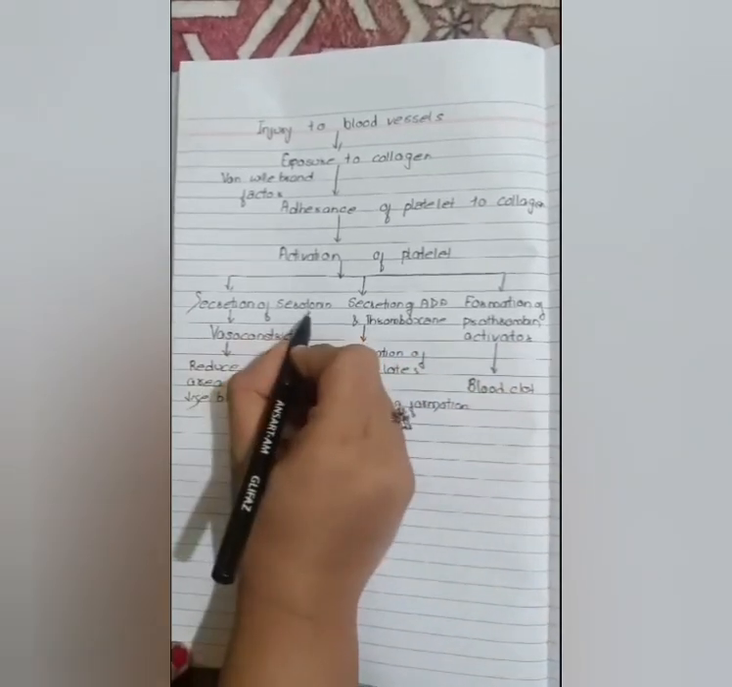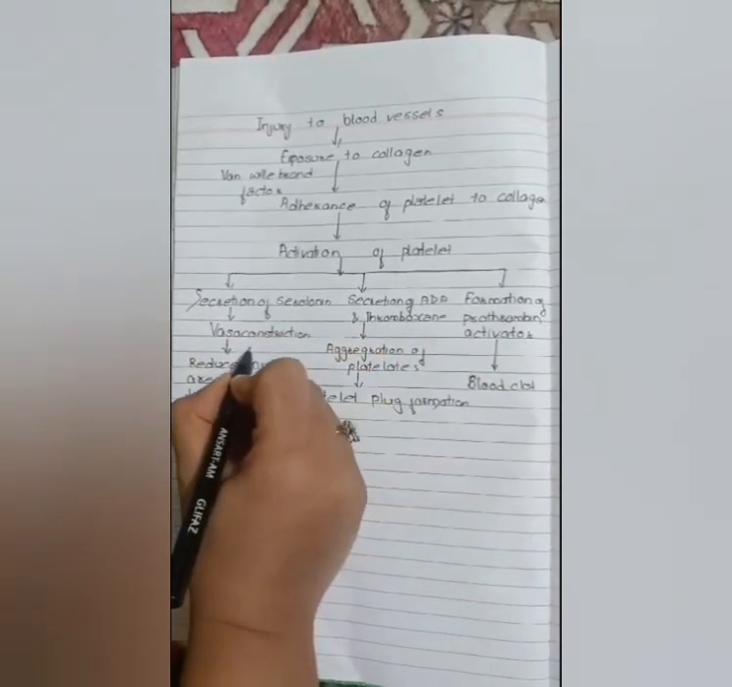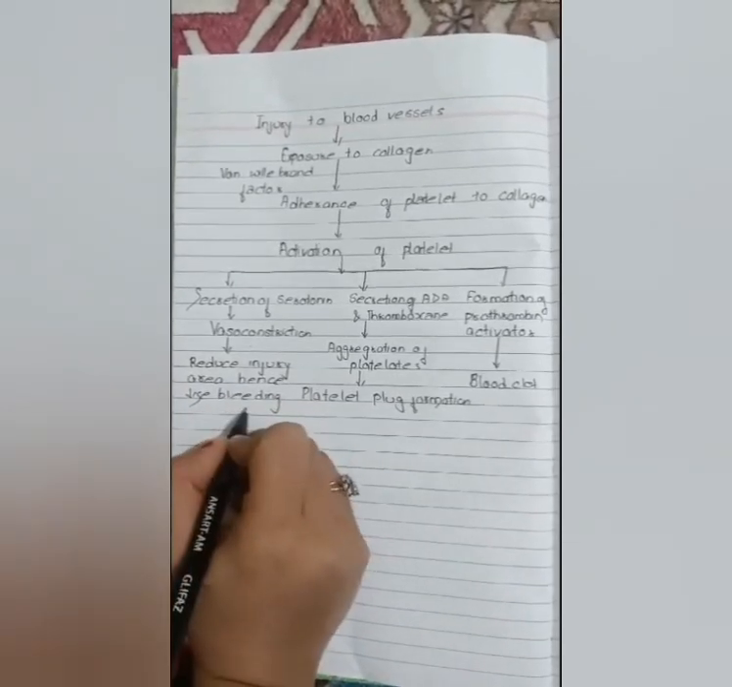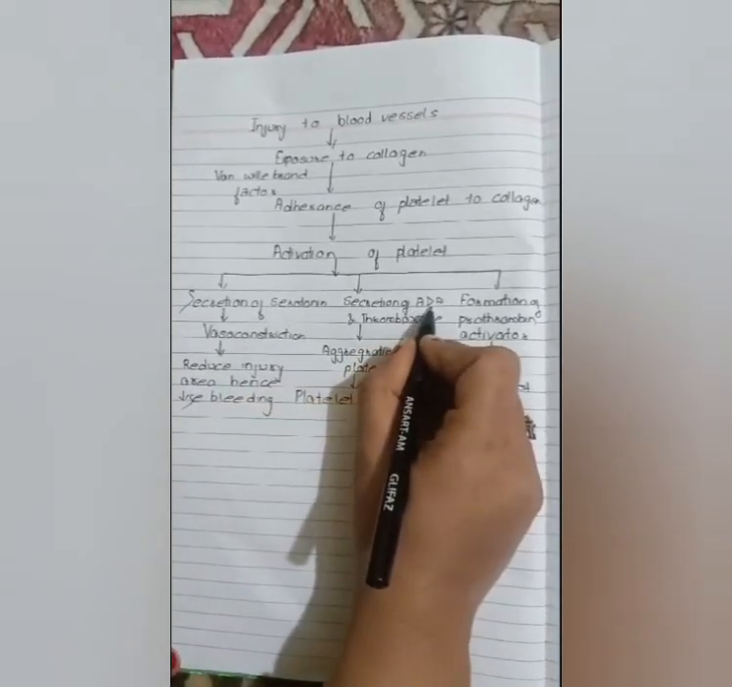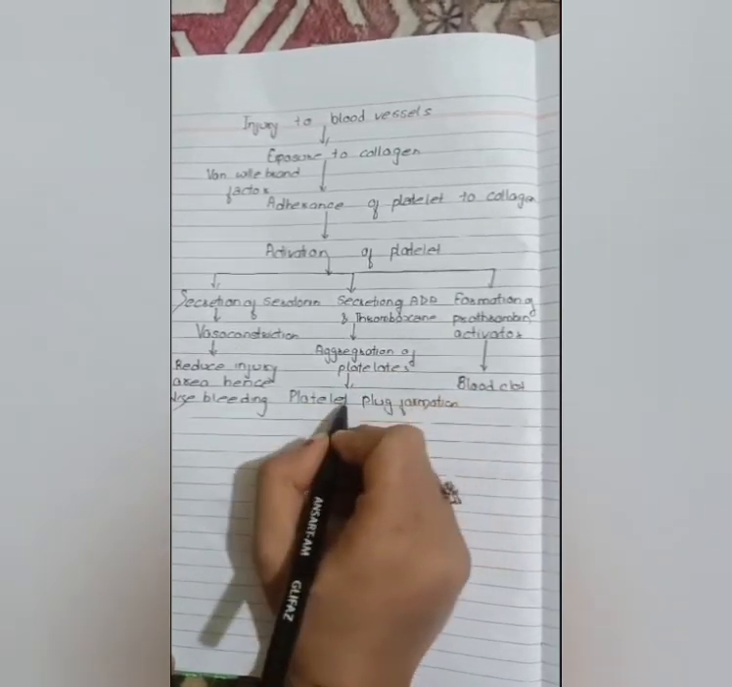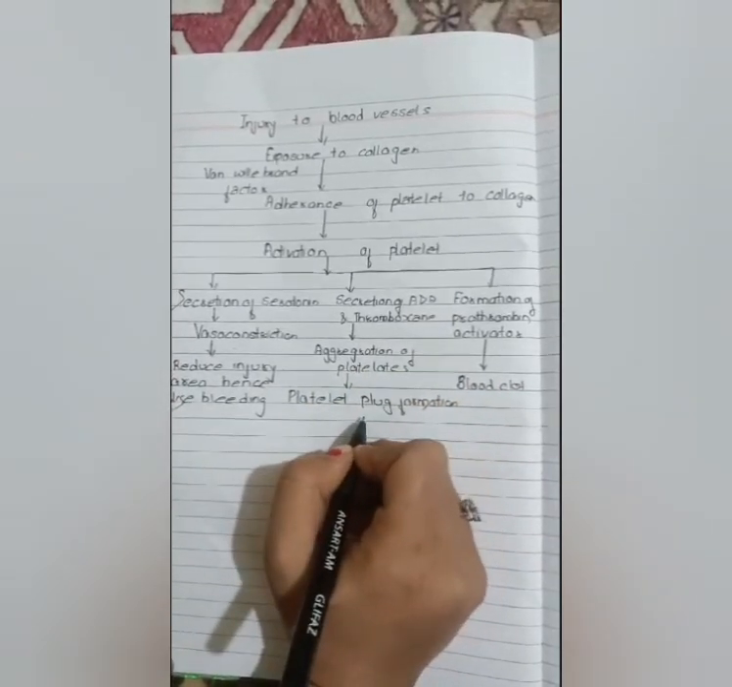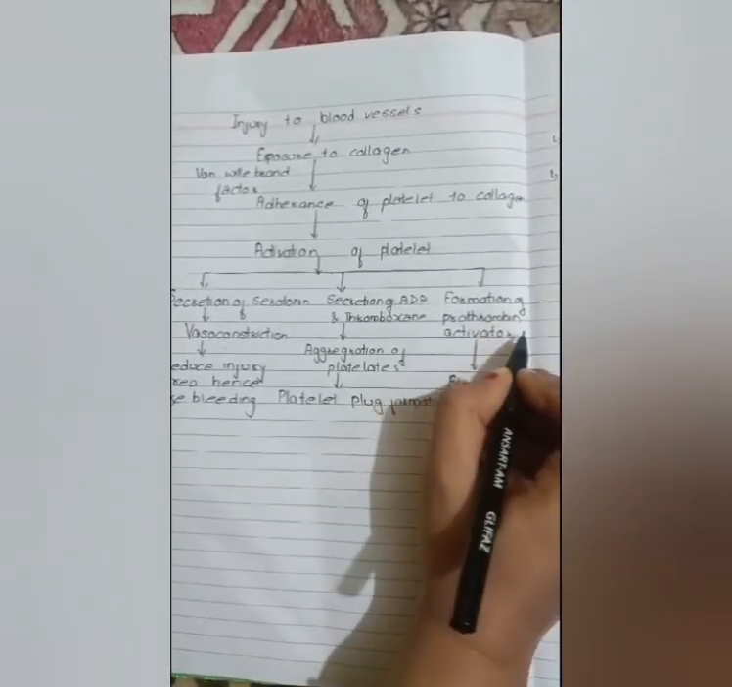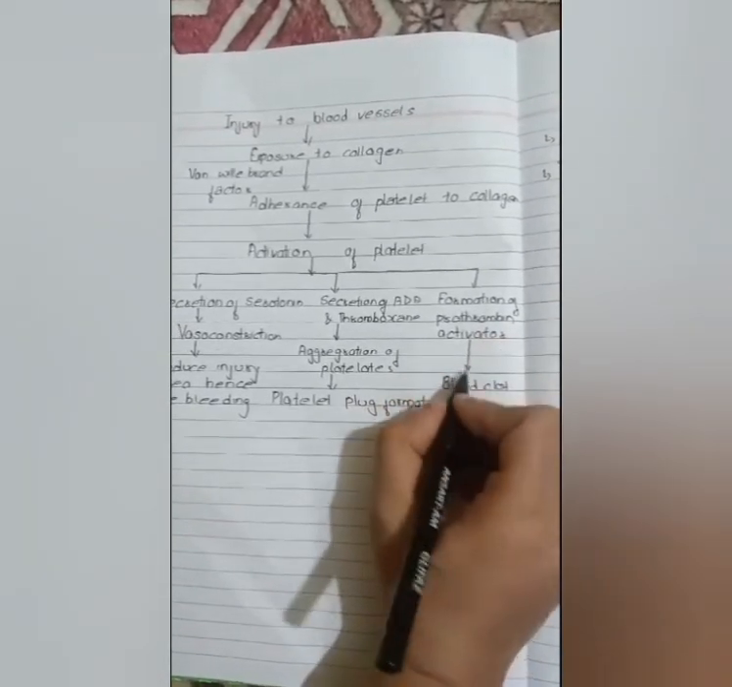Now, the secretion of serotonin causes vasoconstriction, which helps to reduce the injury area, hence decreasing the bleeding. Whereas secretion of ADP and thromboxane causes aggregation of the platelets, which results in platelet plug formation, as we have discussed before. Now, formation of the prothrombin activator causes a blood clot.